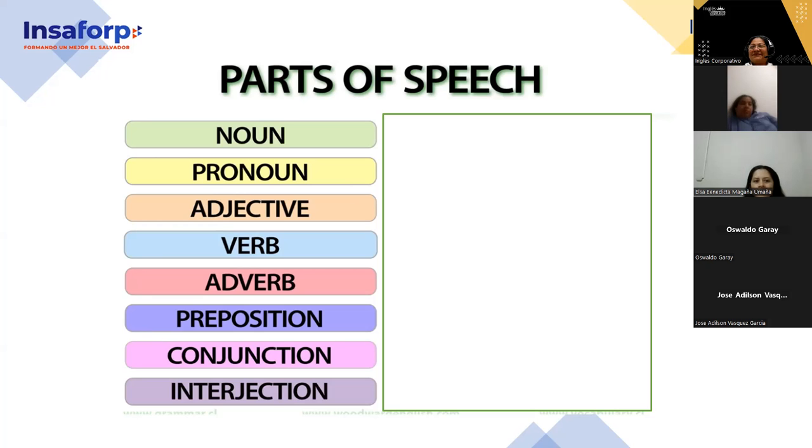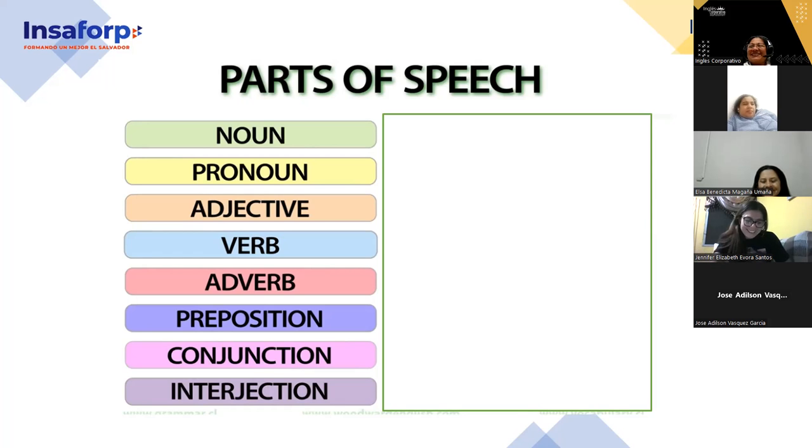Pronoun. The pronoun takes the place of the noun. We use it to substitute the noun. Pronoun. Adilson? The pronoun replaces the name. Okay. Yes. Adjective. Describe a noun. Yes. Describe a noun. What else? The personal thing, it's plus the description that my partner said. Okay.